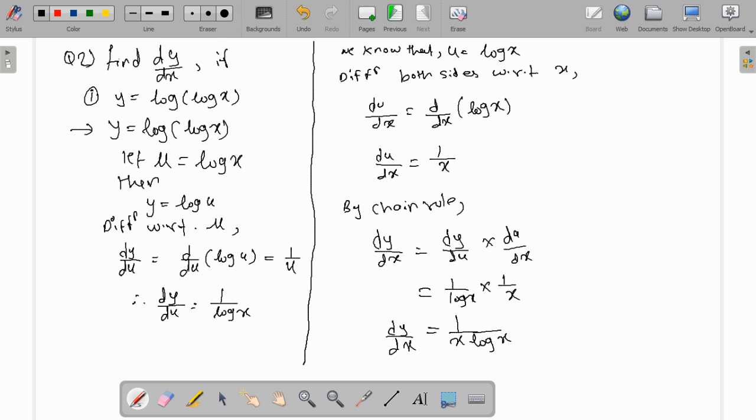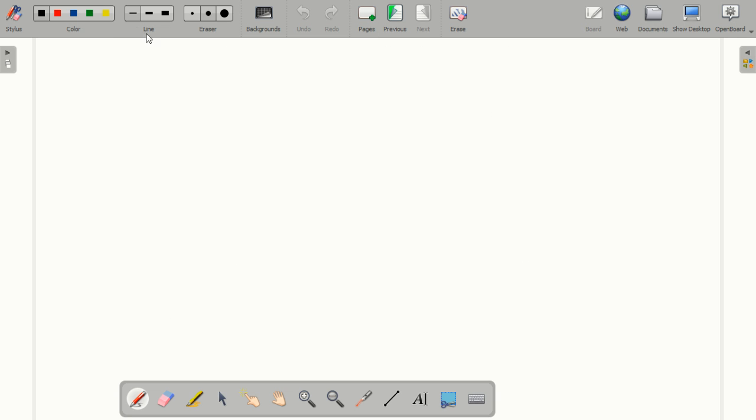But guys, instead of assuming some variable u is equal to log x, we can solve in a different way, right? I'm going to show you that. So I'm just going to continue this question in another way. y is equal to log of log x. So to find the derivative, what you will do is differentiate both sides with respect to x.